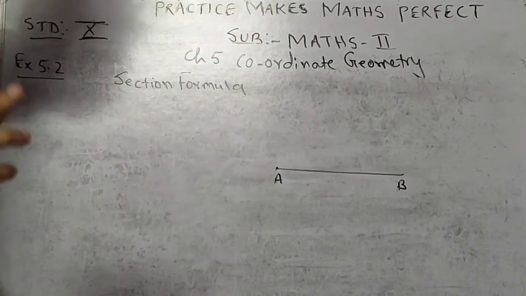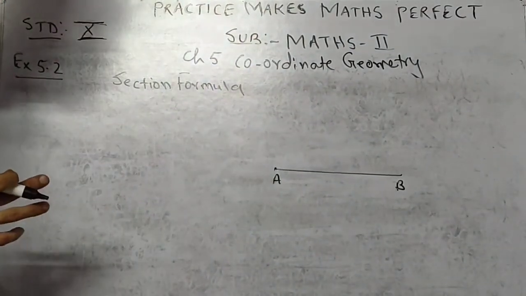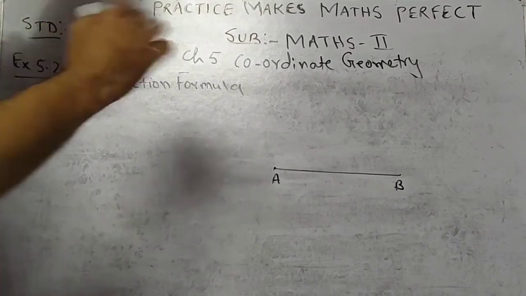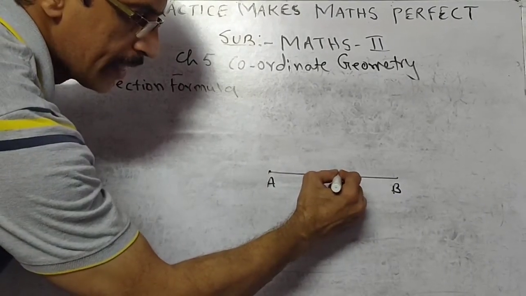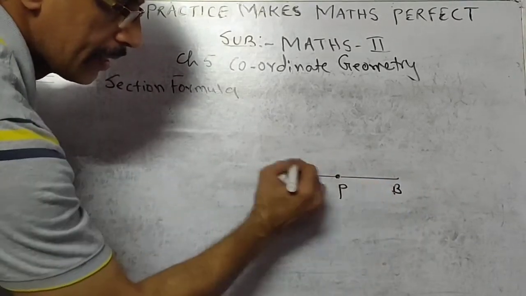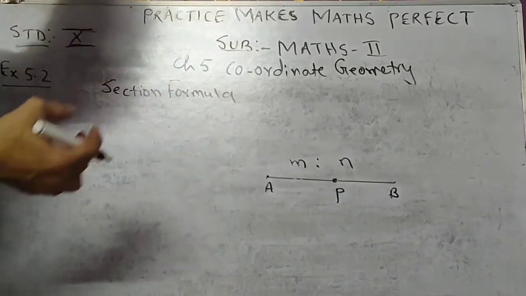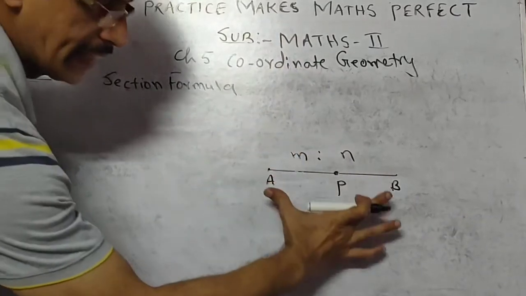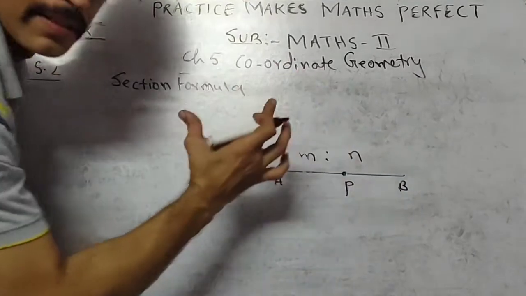Section formula. So here the segment is given to you. Segment is AB. And suppose point P divides AB in ratio m:n. Point P is here. It divides the segment AB in ratio m:n. So when point P divides line segment AB in ratio m:n, this is m part, this is n part.